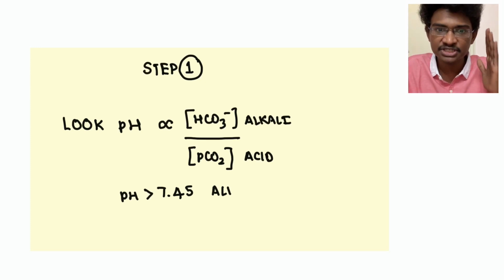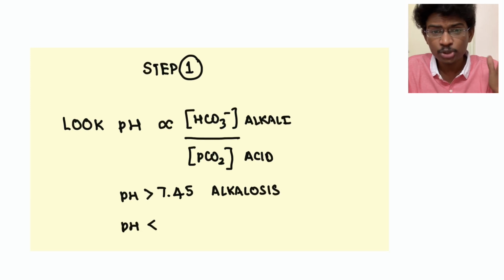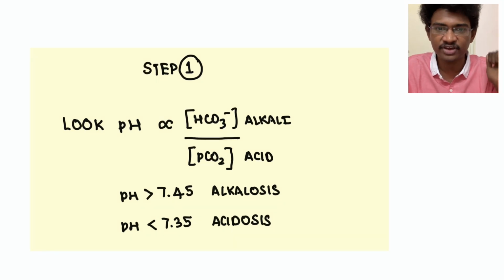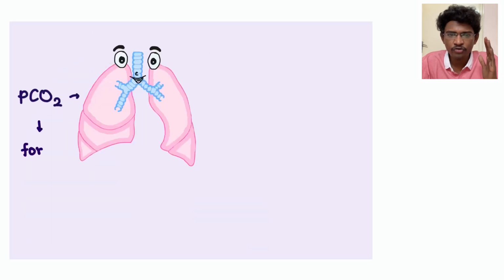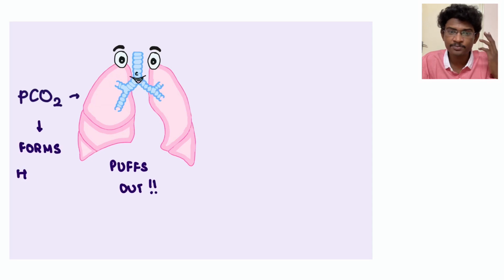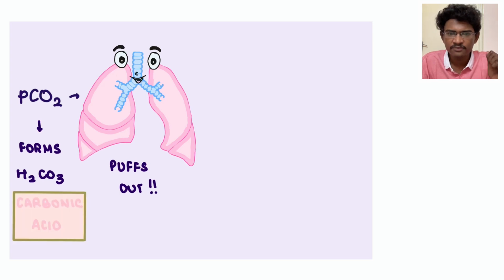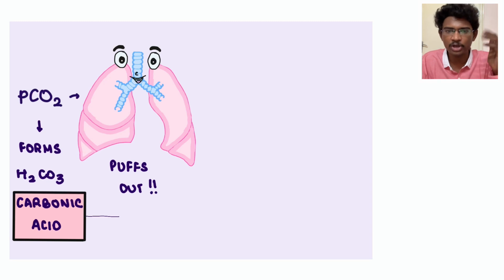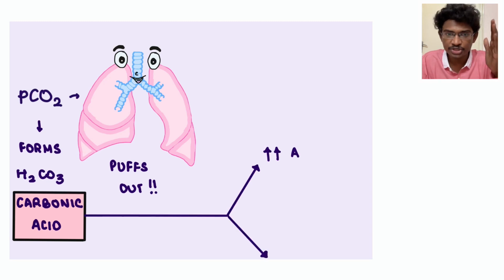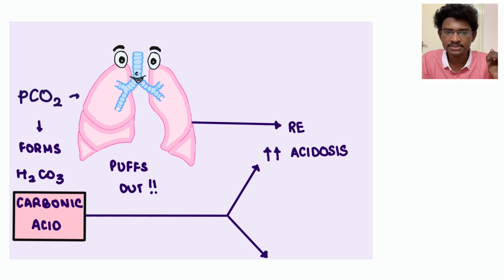So check the pH alone. If it is more than 7.45, it is alkalosis. If it is less than 7.35, it is acidosis. Carbon dioxide, PCO2, forms carbonic acid in the body. It is puffed out, as we know, by the lungs. So if any respiratory pathology is going on which blocks the puffing out of carbon dioxide outside the body, then carbon dioxide accumulates, carbonic acid accumulates, so it's an acidosis due to respiratory pathology, so respiratory acidosis.